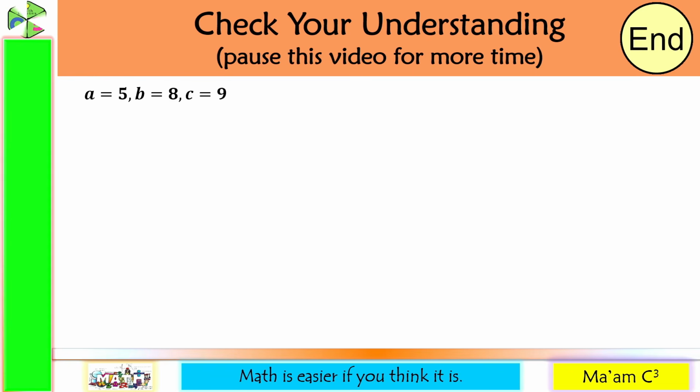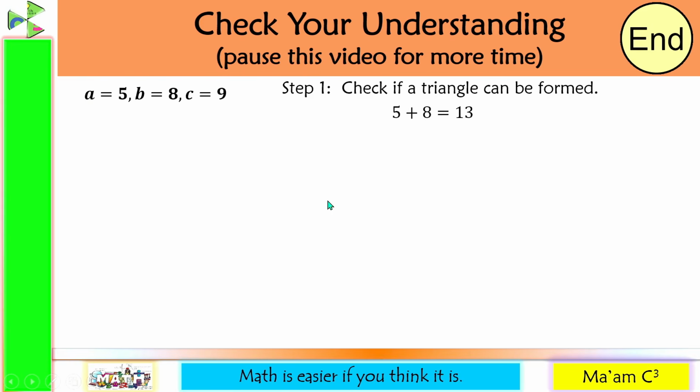Let us answer. Since we are given here three sides, SSS, then the first step is to check if a triangle can be formed. To do that, we are going to add the two shorter sides, 5 plus 8, that is equal to 13. And we are going to compare this with the longest side, which is 9. And 13 is greater than 9. So there is one triangle that can be formed.